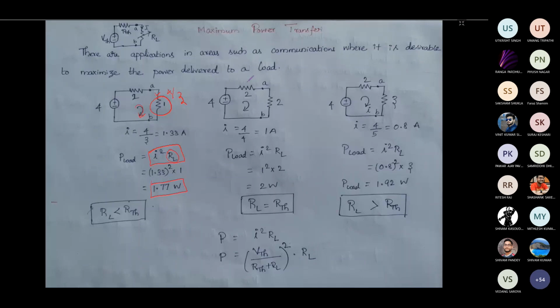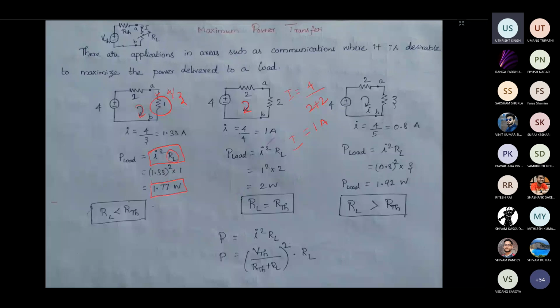For the second circuit, what is the current which will flow here? I is equal to 4 divided by 2 plus 2, total voltage divided by total resistance. So here you will be getting 1 ampere.